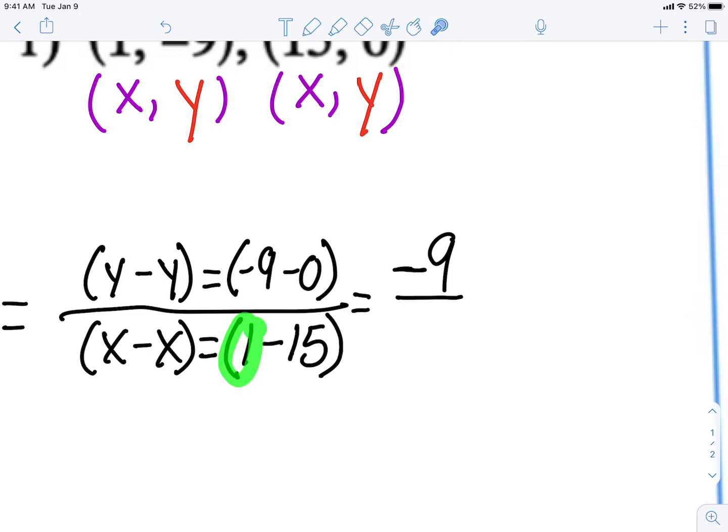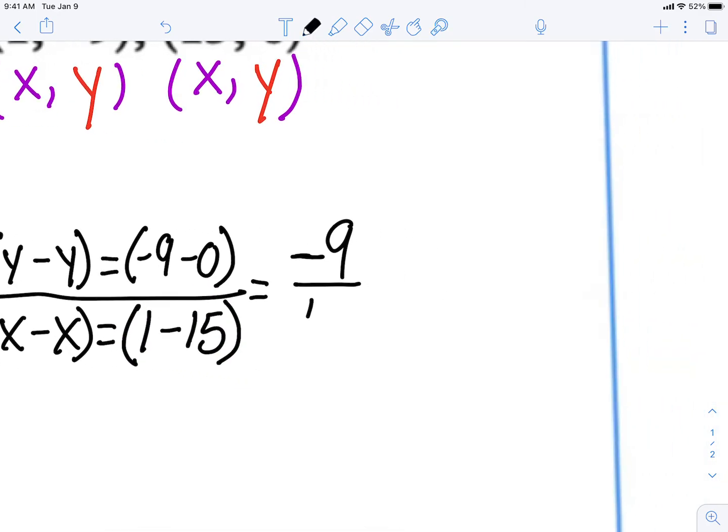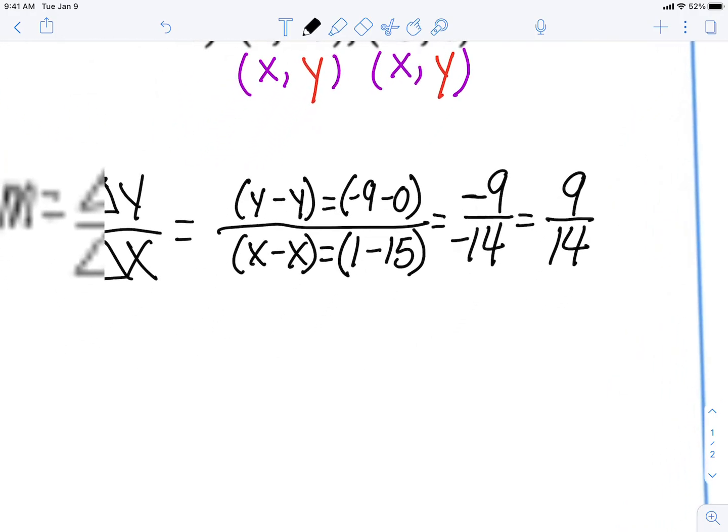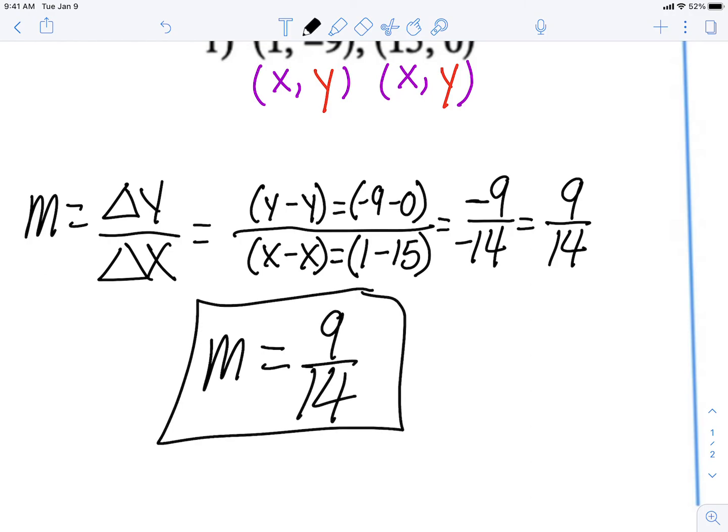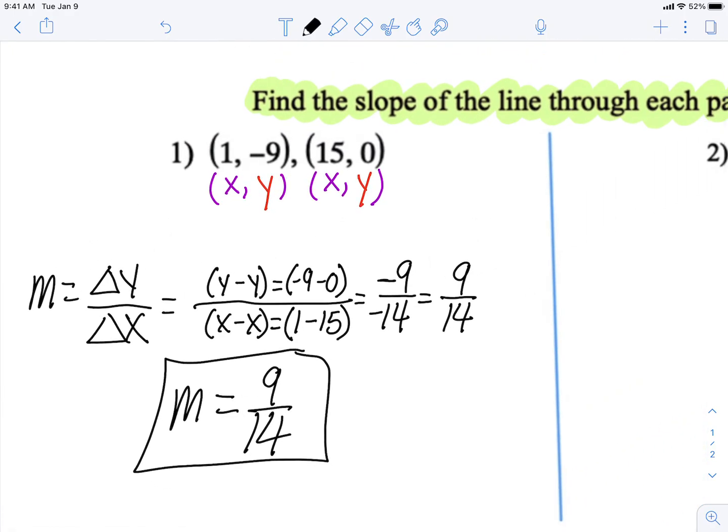These two are not the same sign, a positive 1 and a negative 15, so I got to subtract. 15 minus 1 is 14. And it's a negative 14 because 15 is bigger and 15 is a negative. Now, fortunately here, I have a negative divided by a negative, which is equal to a positive. 9 over 14, because there is no number that goes into 9 or into 14. So my slope for this problem was 9 over 14. That is my slope for number 1.